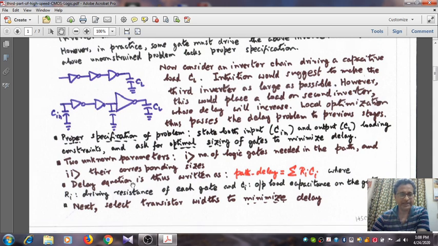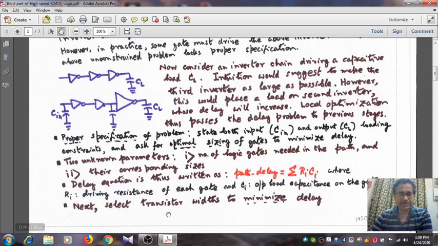Clear? So the delay equation can be well stated now as the path delay equal to the summation of the RC product, where Ri is the driving resistance of each gate and Ci is the output load capacitance on the gate. Mind you, we can write this sum of product terms only when we are assuming a ramp input, be it a positive going ramp or a negative going ramp.